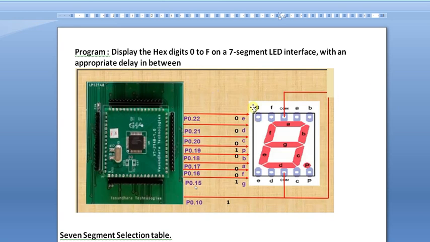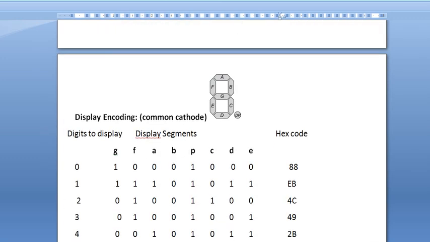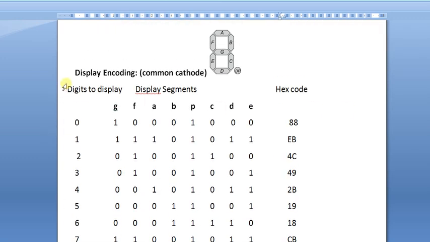Now see here how that 7 segment LED display will be arranged. Actually G, F, A, B, P, C, D, E will be given, and according to that our program has been created. So what is the encoding of that? I have told you that one, common cathode. In the cathode case, the LED will glow only when it is represented as 0. In the anode case, it will be represented as 1.